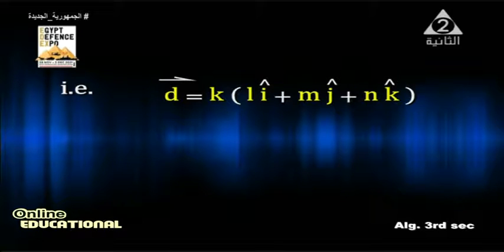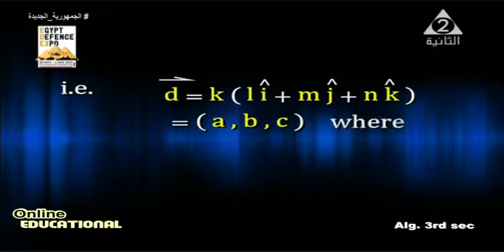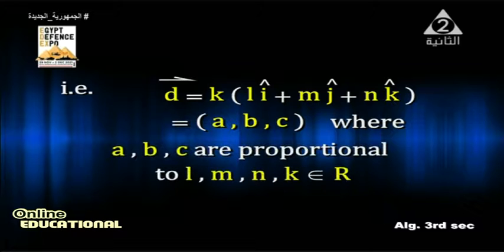Then we know D vector equals K multiplied by Li plus Mj plus Nk, or A, B, C. Remember, my dear student, A, B, and C are proportional to L, M, N, and K belongs to R.